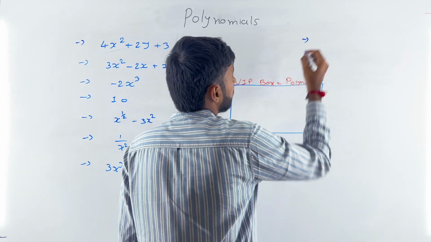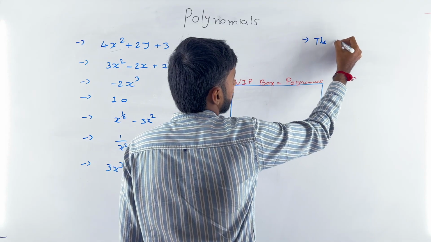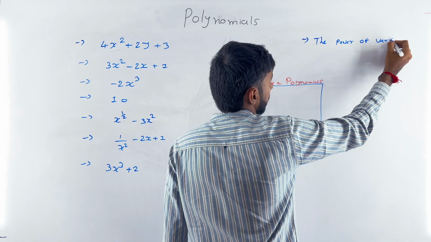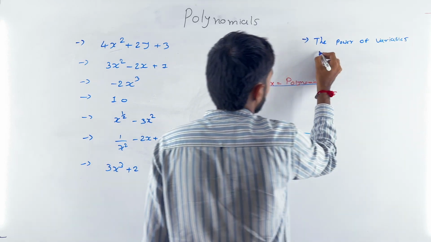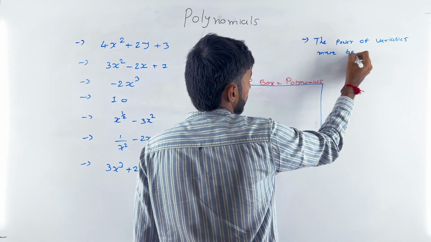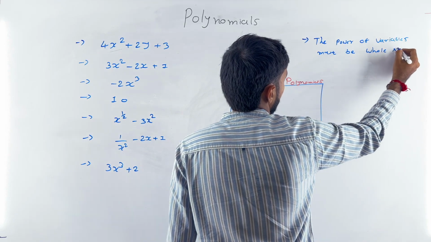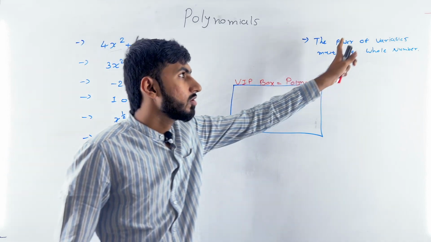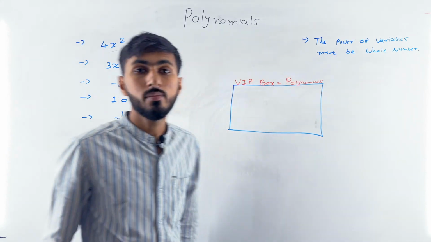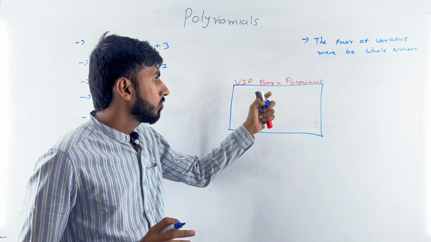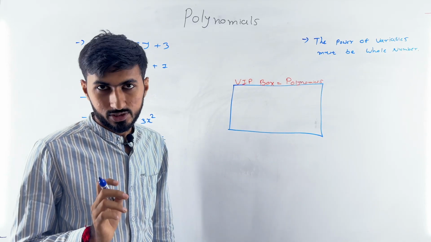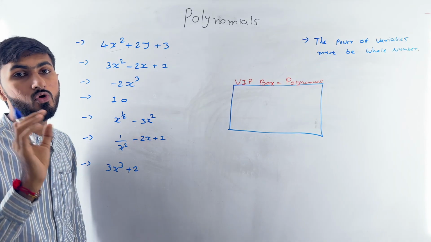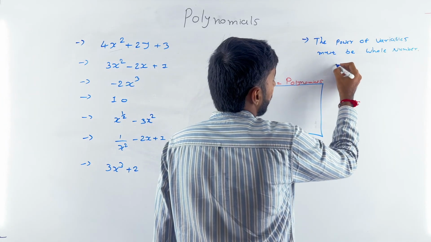So the rule is simple. The power of variable must be a whole number. What I have written is the power of variables must be a whole number. So to be a polynomial, for any algebraic expression, the power of all the variables of that algebraic expression must be whole numbers. Now, what type of number comes under whole numbers?